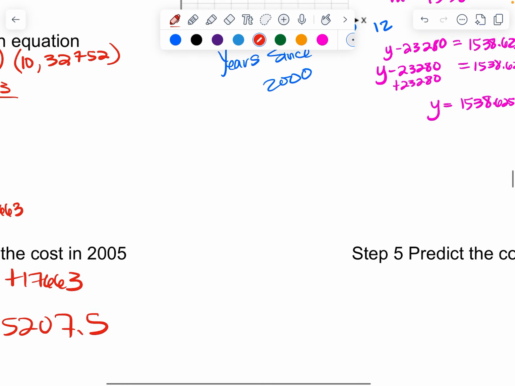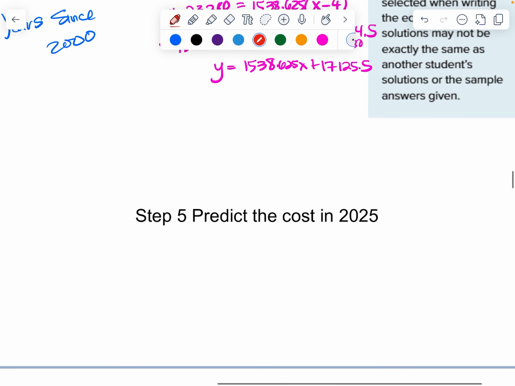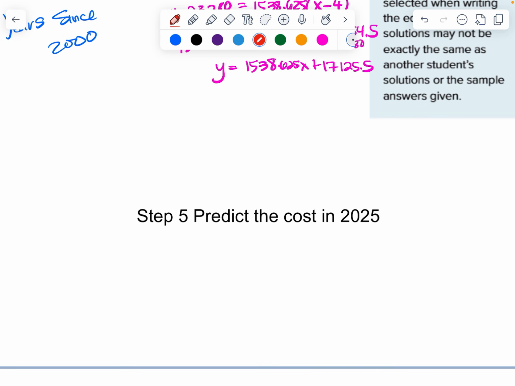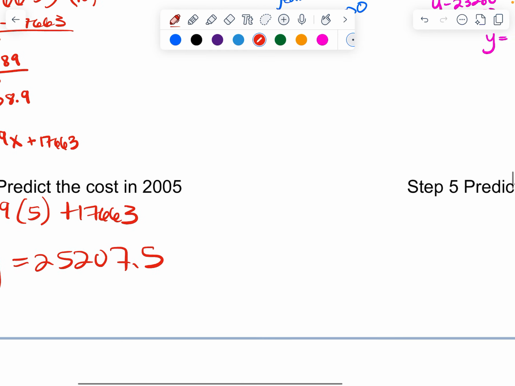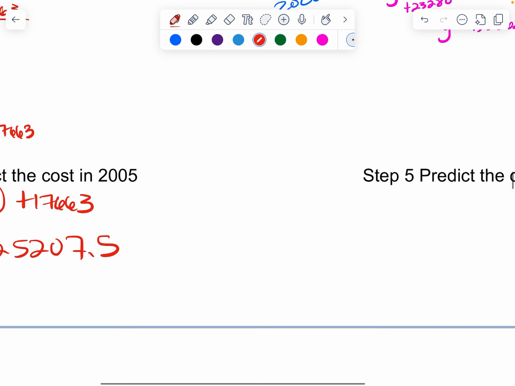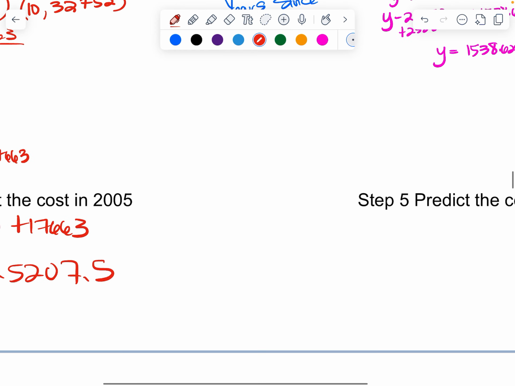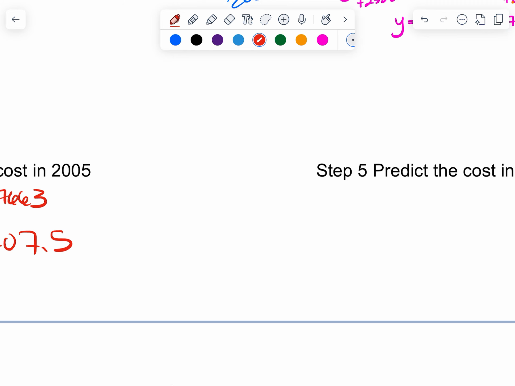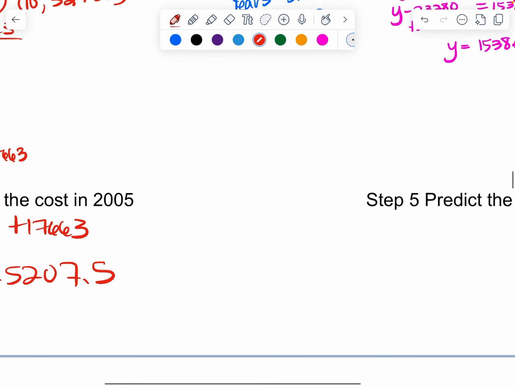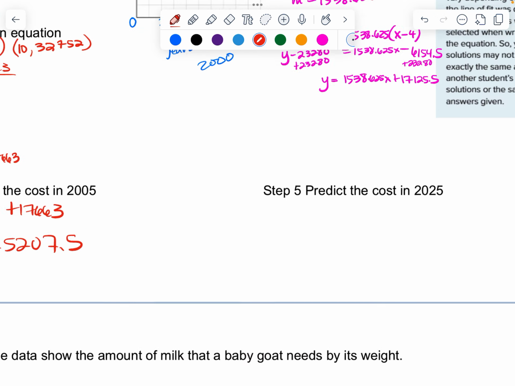Okay? Oops. If I did 2025, so that's 25 years difference. Okay, I'm trying to move. Oh, come on, iPad. It's not wanting to work. Come on. There we go.